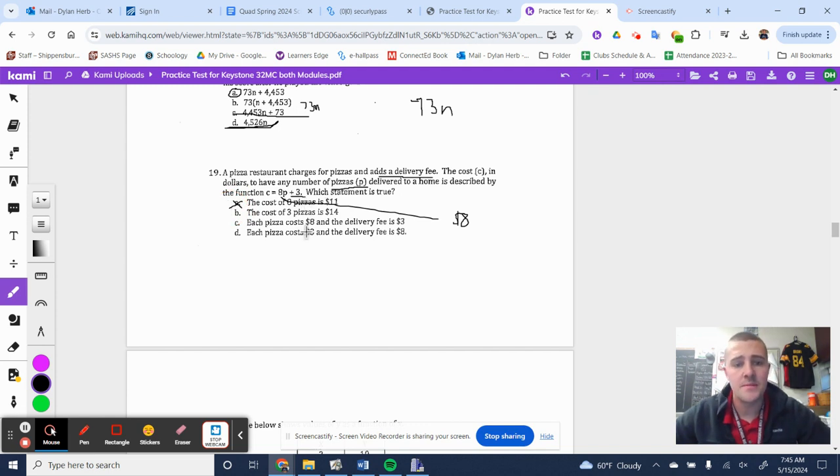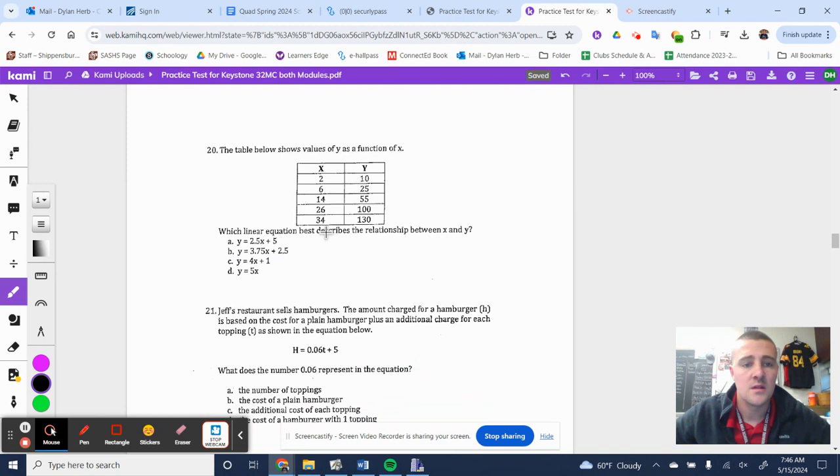B, the cost of 3 pizzas is $14. That's plugging a 3 in for P, which would get me 27, not 14. So that is not correct either. Each pizza costs $8 and the delivery fee is $3. That is the correct answer there. Again, the 8 is in front of the P, which means it's the price per pizza. So C is correct.